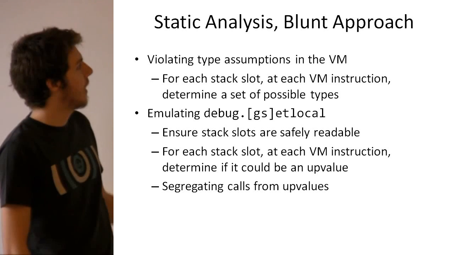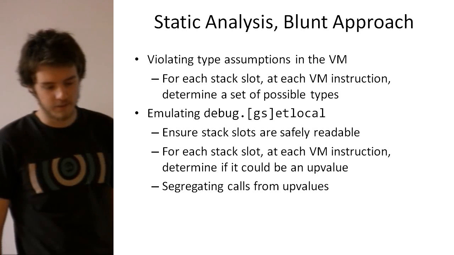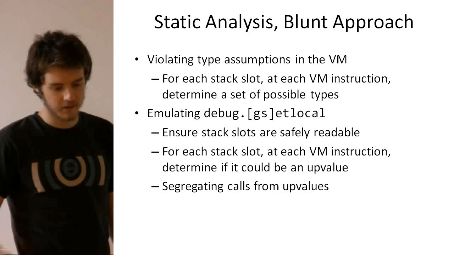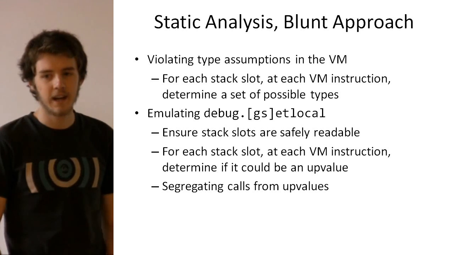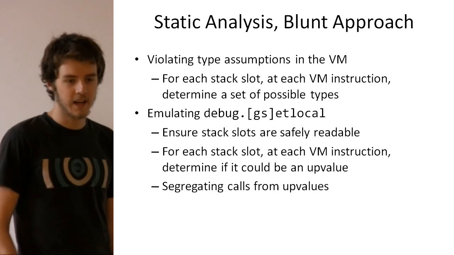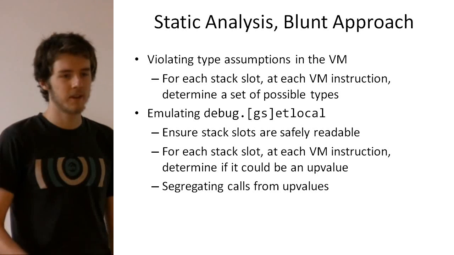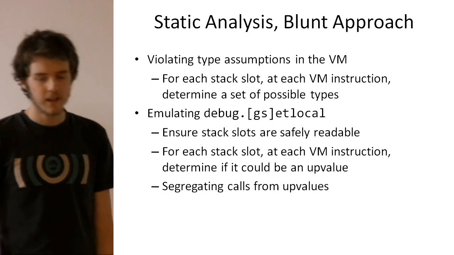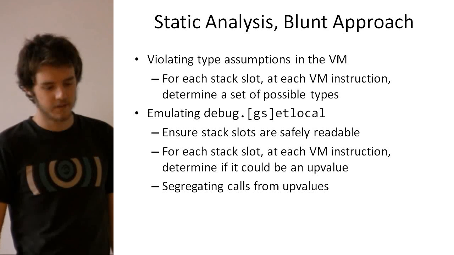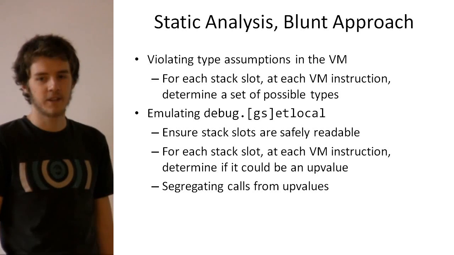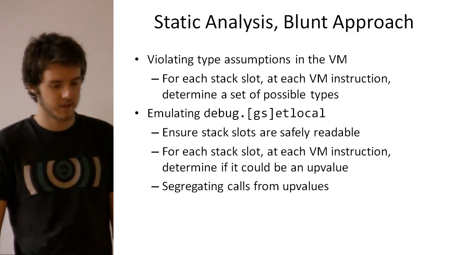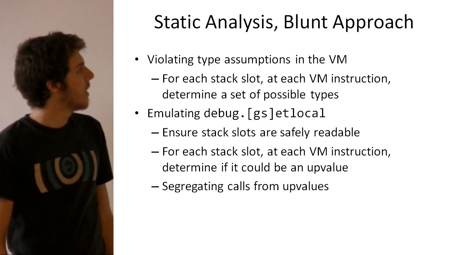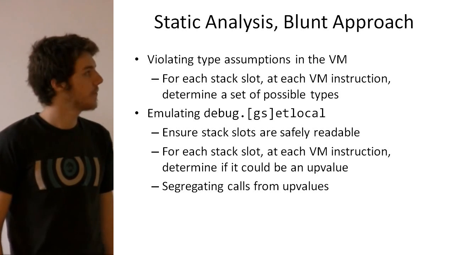So we said that violating type assumptions in the virtual machine was one of the bad things that it could do. One blunt force approach to solving this problem would be to go through every instruction in the bytecode list and for every possible stack slot, build up some set of possible types that you could have in that stack slot. And then when we come to an instruction that assumes a type, we can check whether what we've got as the set of possible types lines up with its expected types, which would be one way of solving this.